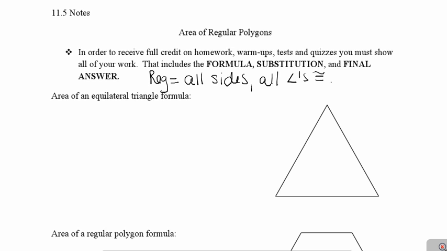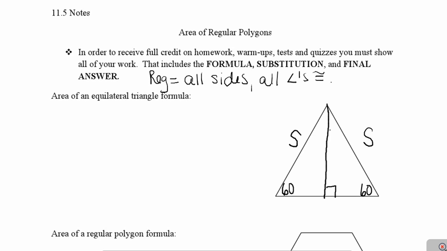So let's say we have this equilateral triangle and we know the side. We're going to call the side S. So since all the sides are congruent, each side is going to be S. And then normally when we're calculating the area of a triangle, we need to find the height of that triangle. Now, since all the angles in an equilateral triangle are congruent, we know all the angles in a triangle add up to 180. So 180 divided by 3 is 60 degrees. So each angle in this equilateral triangle is 60 degrees.